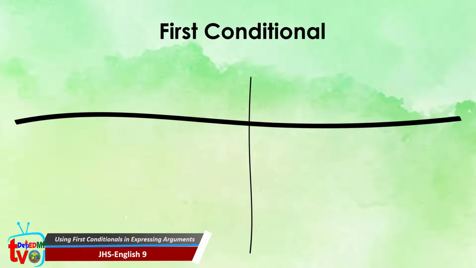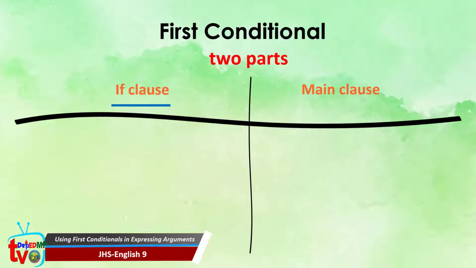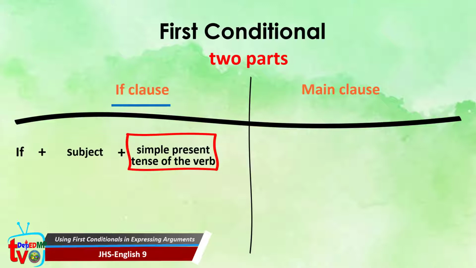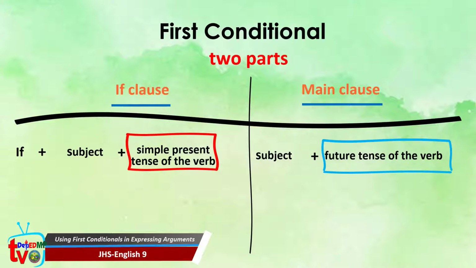The journey of understanding the first conditional starts with the parts. And what are these again? The if clause or the condition clause and the main clause or the result clause. Here are the patterns for these two clauses. For the if clause, we have if plus subject plus the simple present tense of the verb. Again, it is important to take note of the tense of the verb to be used. Do not forget, it's the simple present tense of the verb. For the main clause, we have subject plus the future tense of the verb. What is the tense of the verb to be used again? Exactly, it is the simple future tense.